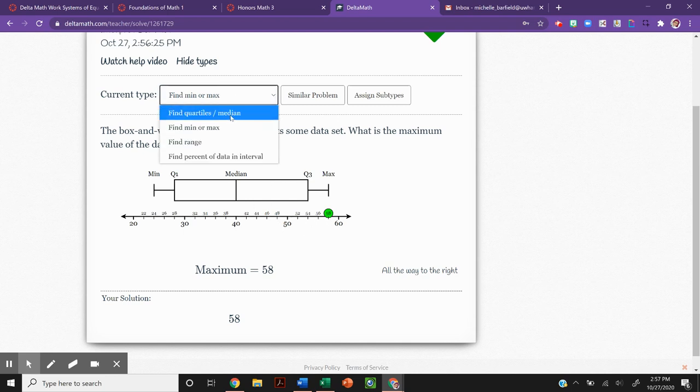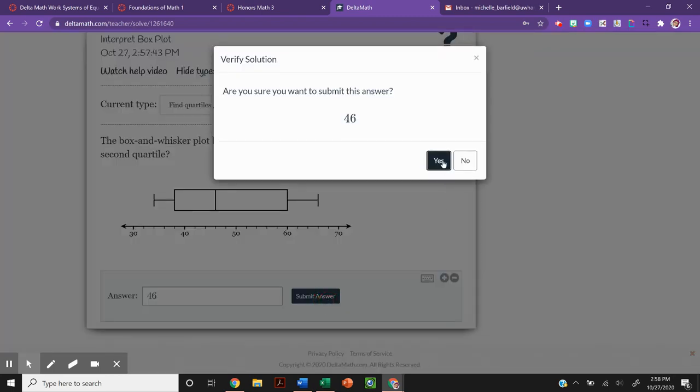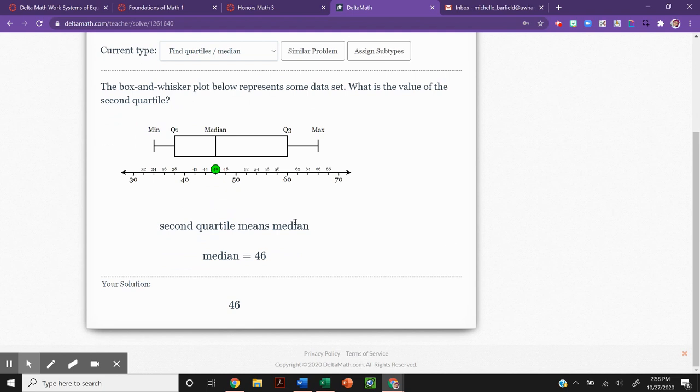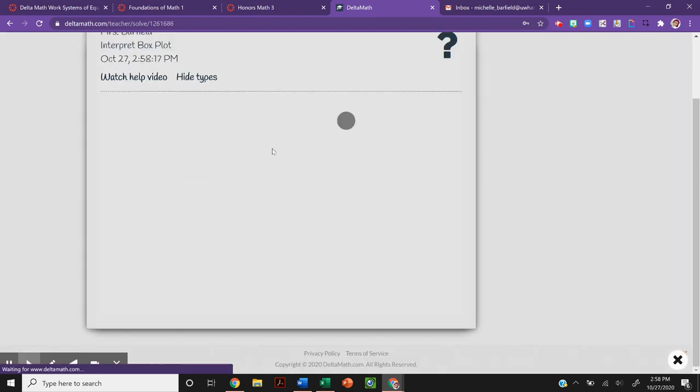Now let's look at quartiles or median. It says, what is the value of the second quartile? If this is quartile one, and this is quartile three, then my median is also quartile two. Again, it looks like we're counting by twos. So my answer is 46. Submit my answer. There's my green check. And look what it says here: your second quartile means median. Let's look at the range.